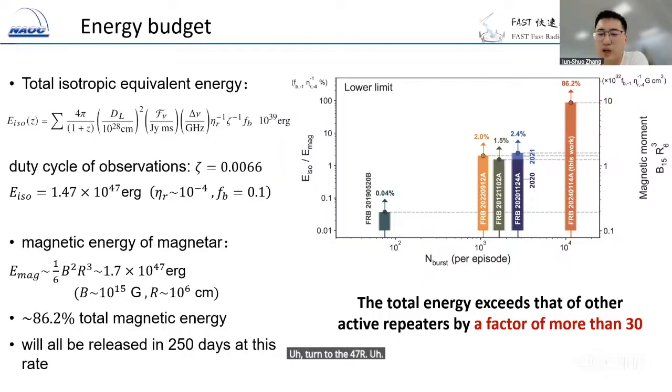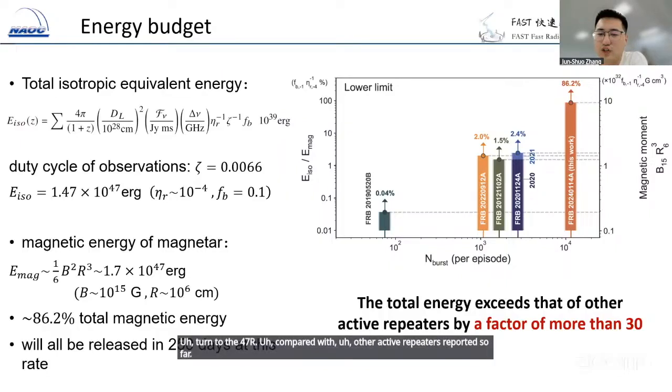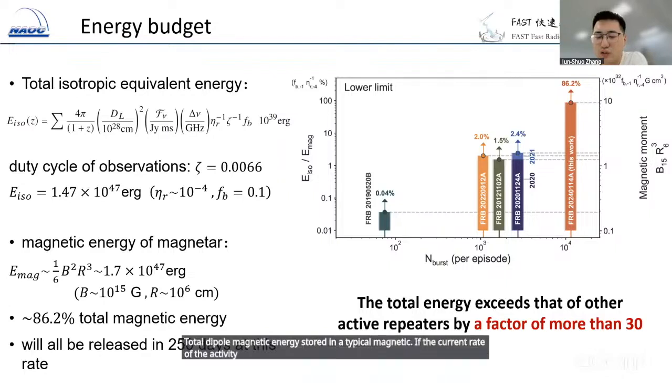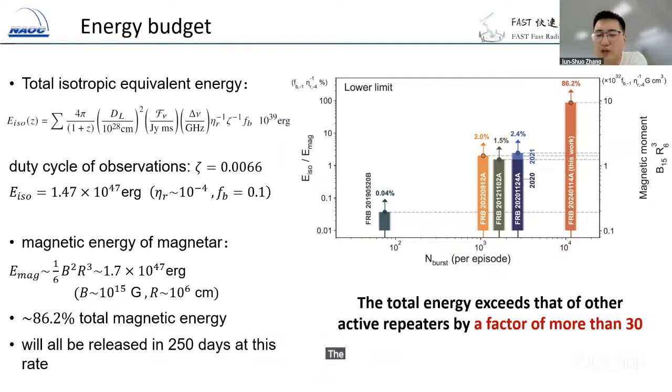Compared with other active repeaters reported so far, the energy is more than 30 times higher. It is also around 86% of the total dipole magnetic energy stored in a typical magnetar. If the current rate of activity continues, the magnetar may run out of available magnetic energy in just about 1 more month.